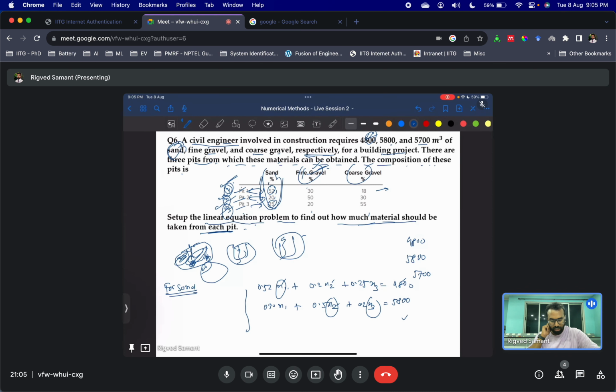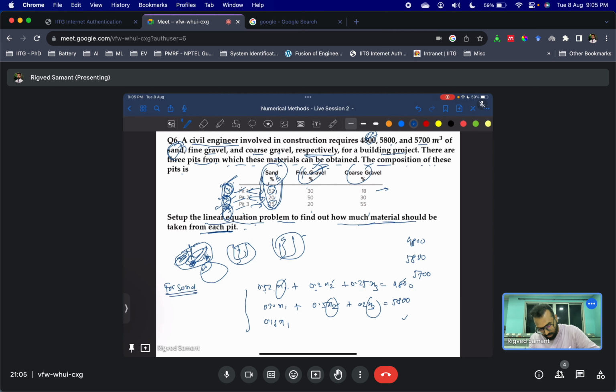In total we multiply by 0.52, 0.25. That's what we are doing. At the end, you will get how much material each one has taken. How much sand has gone, how much total x1 has gone, how much total x2 has gone, how much total x3 has gone. That you will get. Okay.